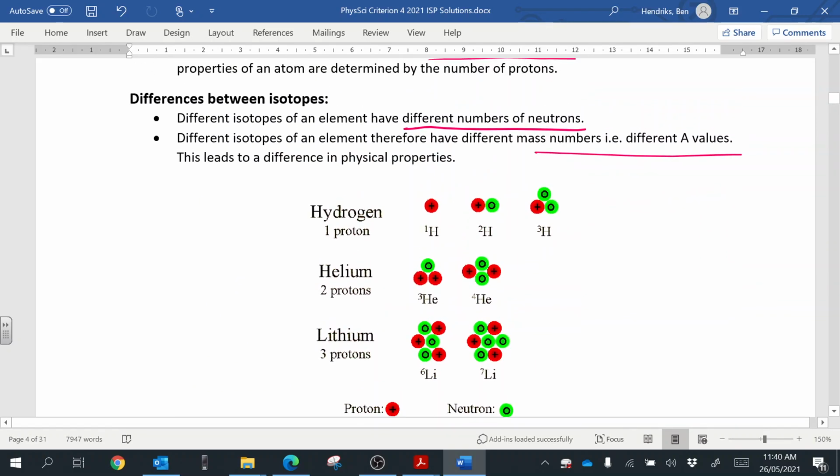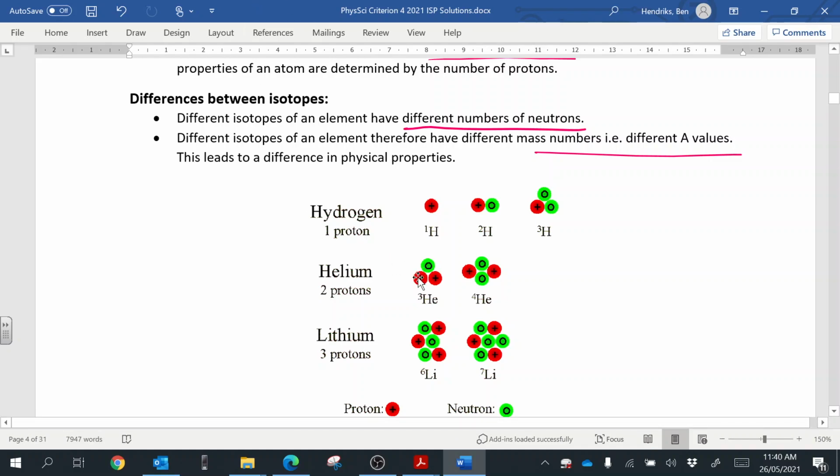So here we have hydrogen. So it has one proton. So all of these have one proton, but we're going up in the mass number. Okay, so Z is equal to 1 for all of these, but the mass number A is increasing each time.